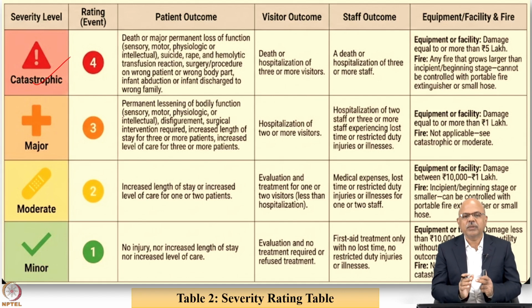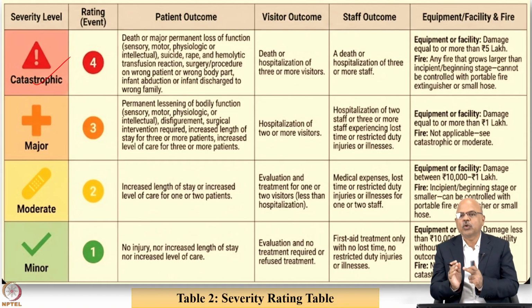The visitor outcome is death or hospitalization of 3 or more visitors. Staff outcome, a death or hospitalization of 3 or more staff. Equipment failure, like damage equal to or more than 5 lakhs. Fire, any fire that grows larger than the beginning stage and cannot be controlled with a portable fire extinguisher or even a small hose.